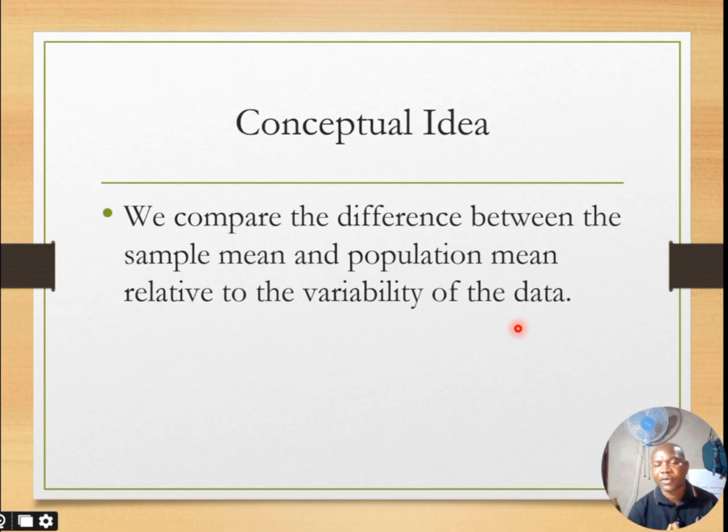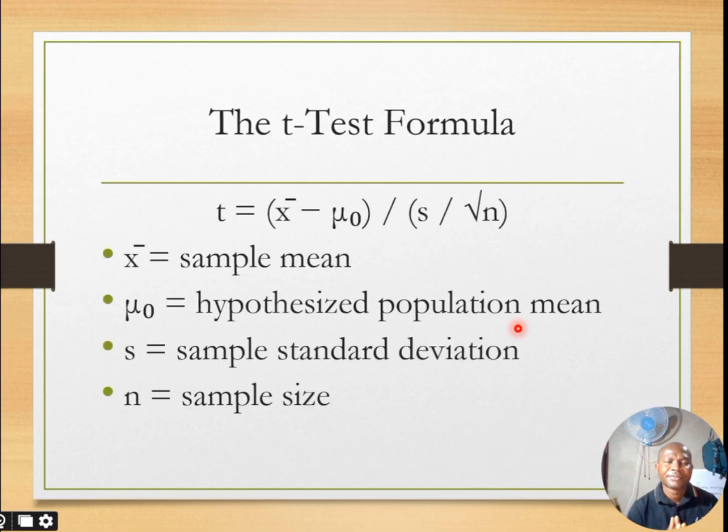So the conceptual idea for one sample t-test is that we are comparing the difference between our sample mean and our population mean, as it affects the variability within our data set. Now, for the formula for computing our one sample t-test, we have it here on the screen. Our sample mean minus our hypothesized mean, divided by the sample standard deviation over the what? The root of our sample size. Okay, so all the components of our formula are clearly spelled out here.